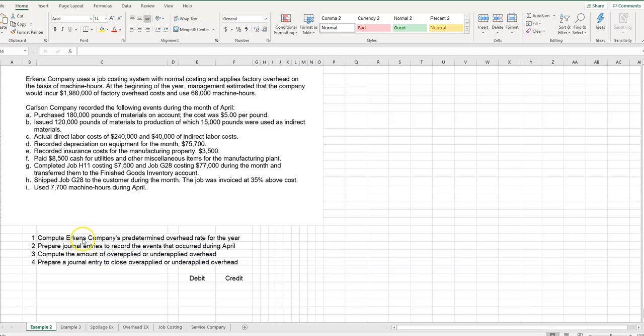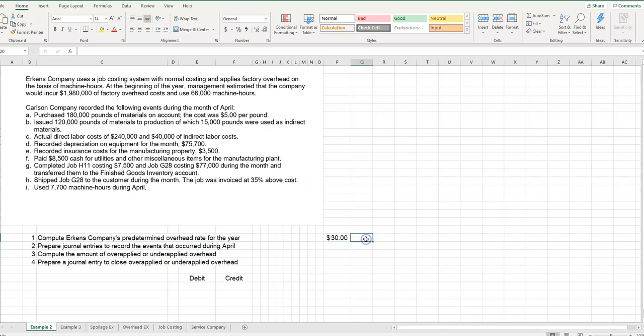So for number 1, we're asked to compute the company's predetermined overhead rate for the year. Well, overhead is calculated by total overhead costs divided by its allocation base. So in this example, we have $1,980,000 of factory overhead costs, and we use an allocation base of 66,000 machine hours. So we would take that 1,980,000 divided by 66,000, which gives us an overhead rate of $30 per machine hour. And that is how we apply overhead to jobs throughout the year.